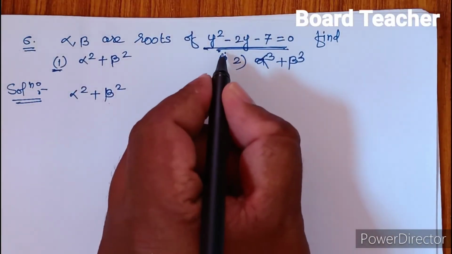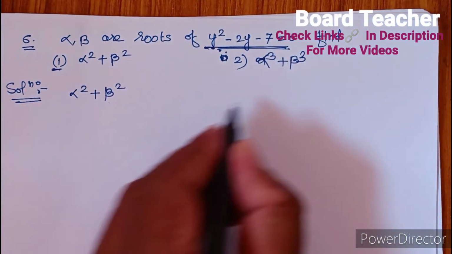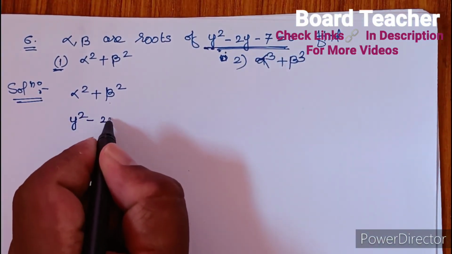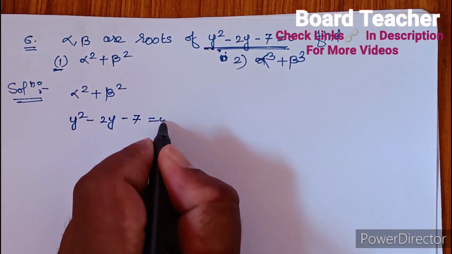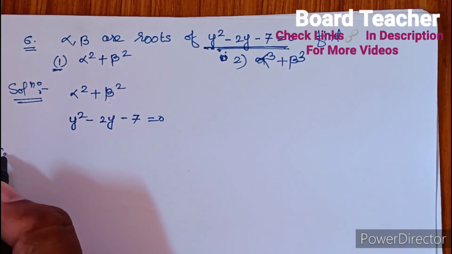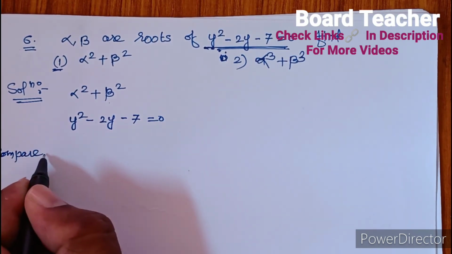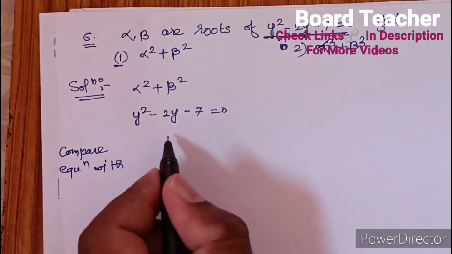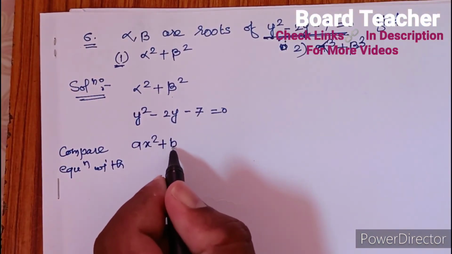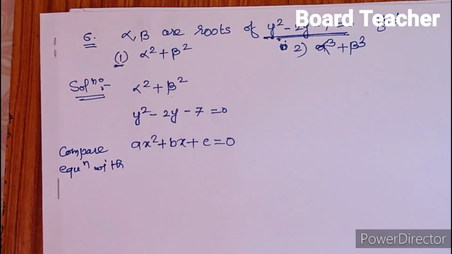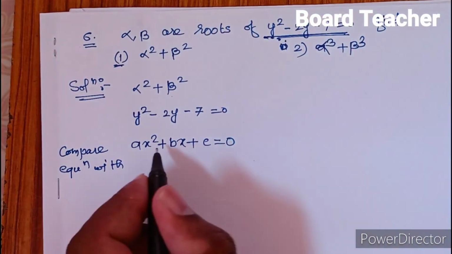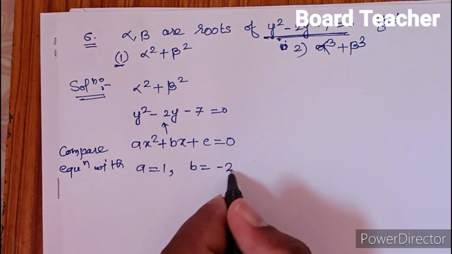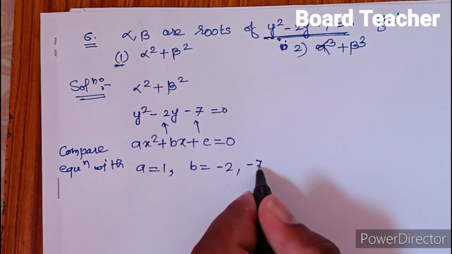Then the given quadratic equation is y square minus 2y minus 7 equals to 0. Therefore write down it as it is, that is y square minus 2y minus 7 equals to 0. Then compare this equation with the standard form, that is ax square plus bx plus c equals to 0. We get the value of a equals to 1, the value of b equals to minus 2, and the value of c equals to minus 7.